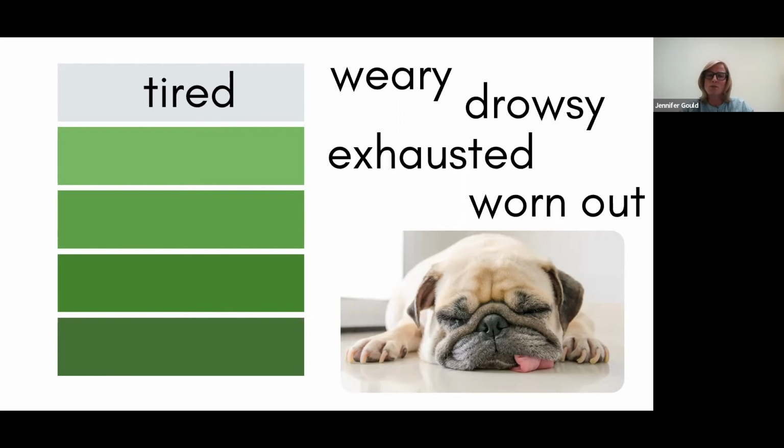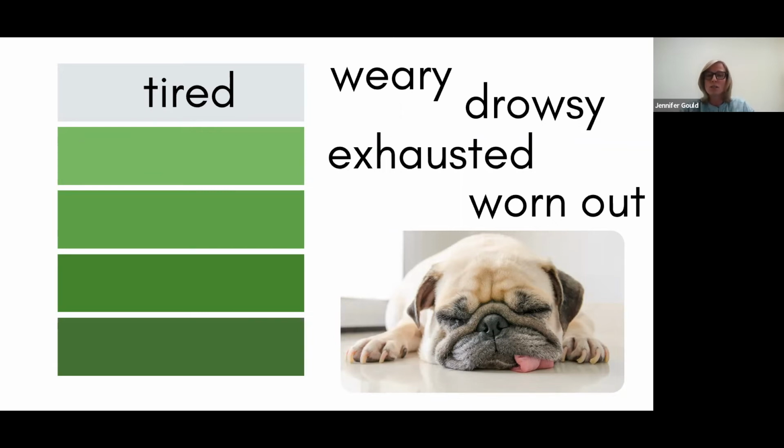And then I would prompt for the last word on the list. So which word means very tired? And that is exhausted. So we would drag exhausted to the bottom of that list. And then we have the words worn out and weary remaining. And I would ask, any ideas of where they should go?